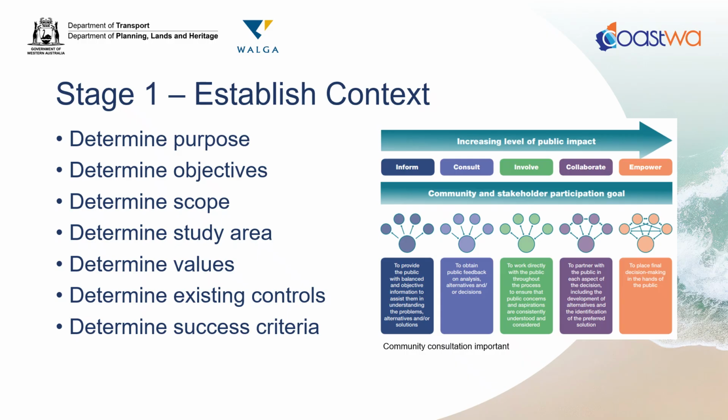So stage 1 is around establishing the context. So we want to determine the purpose of what we're trying to achieve, the objectives, the scope, the study area and extent that we're looking to complete these adaptation works over, the values which we're attempting to retain or create, the existing controls which are present at our site, and then the success criteria we're measuring the adaptation against.